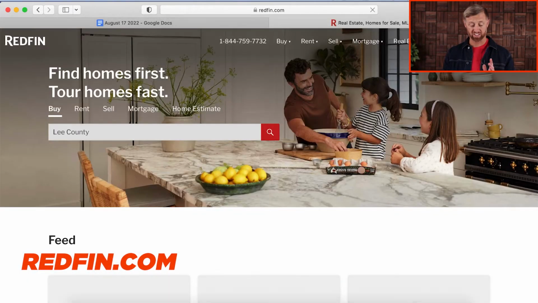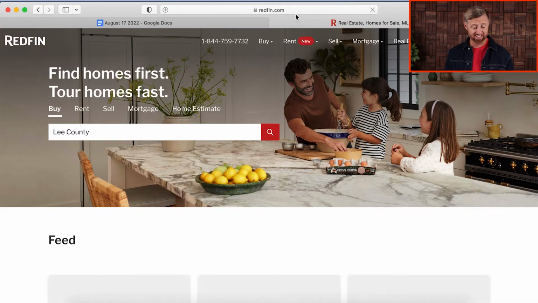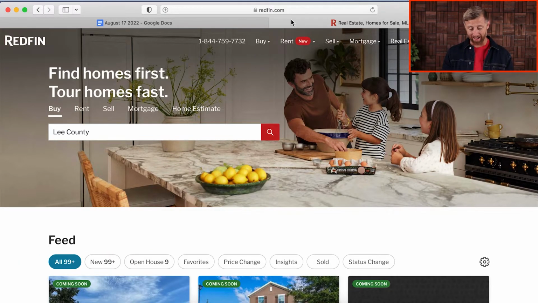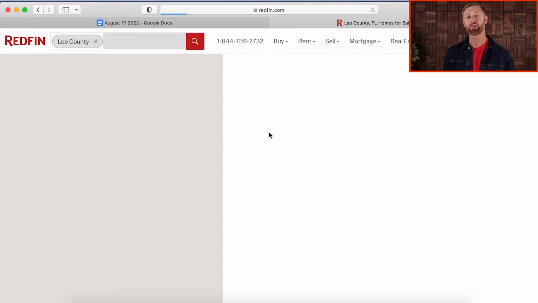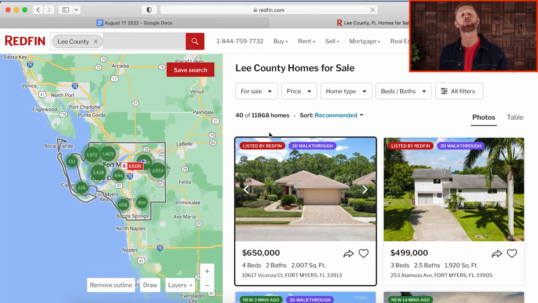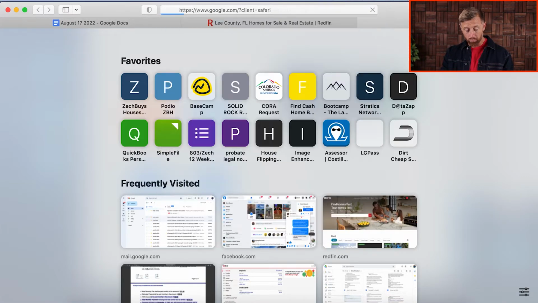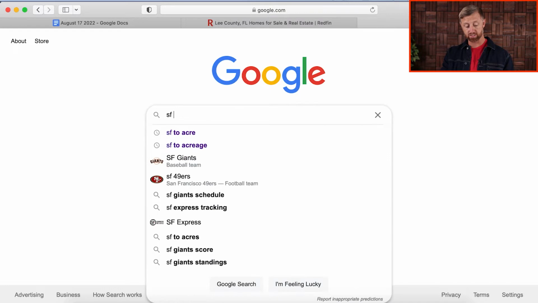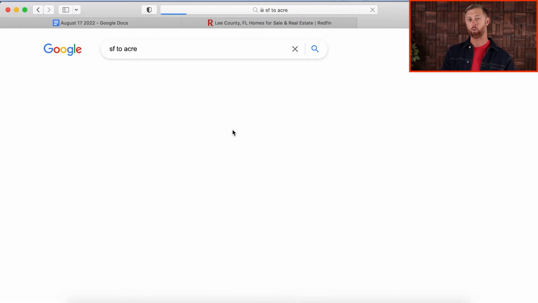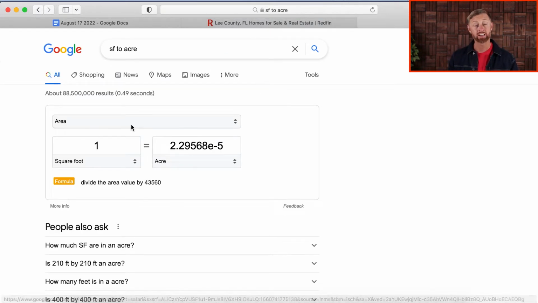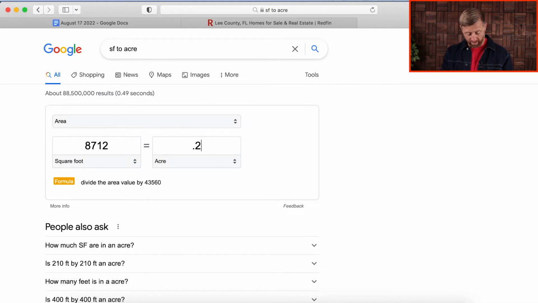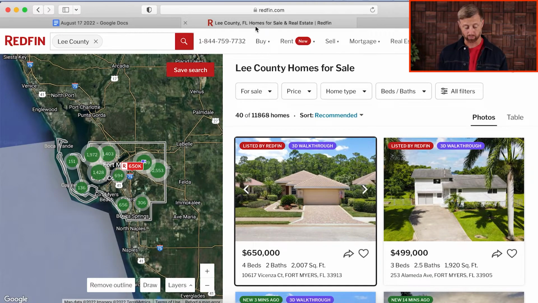It's a great resource, it's free to us, and since I have Lee County already pulled up here, I'm going to go straight to Lee County, and we're going to figure out what the actual price per square foot of a lot is. I'm also going to pull up Google, and one thing that really helps a lot is a square foot to acre conversion. You'll see why I want to pull that up in just a second. Let's say you're looking at a quarter acre, 0.25 acres, and you can see that's 10,890 square foot, because you're going to want to know that when you're looking at these websites.